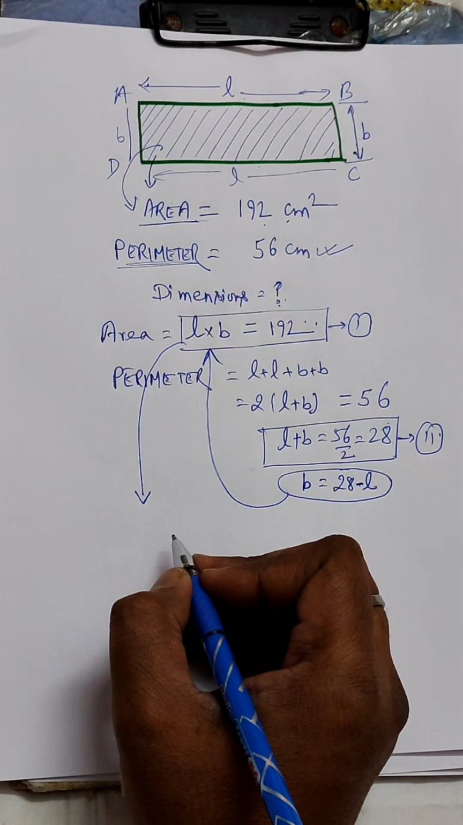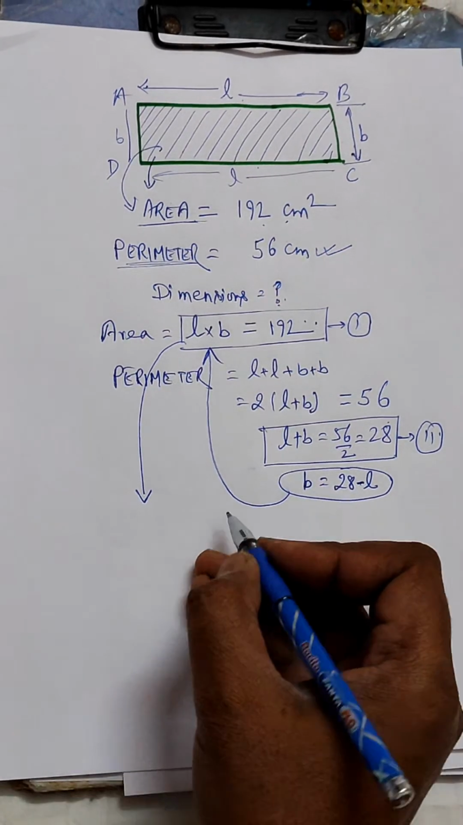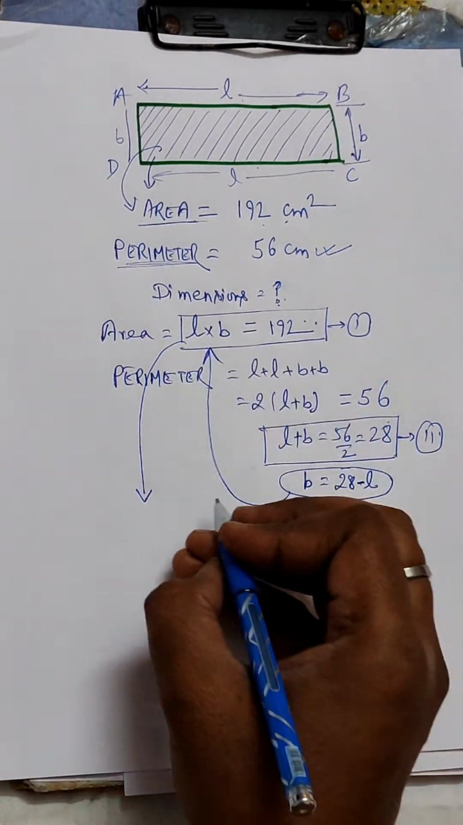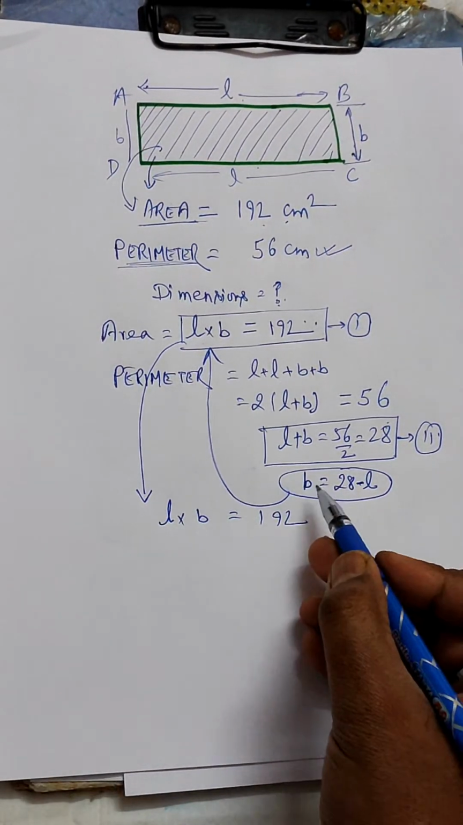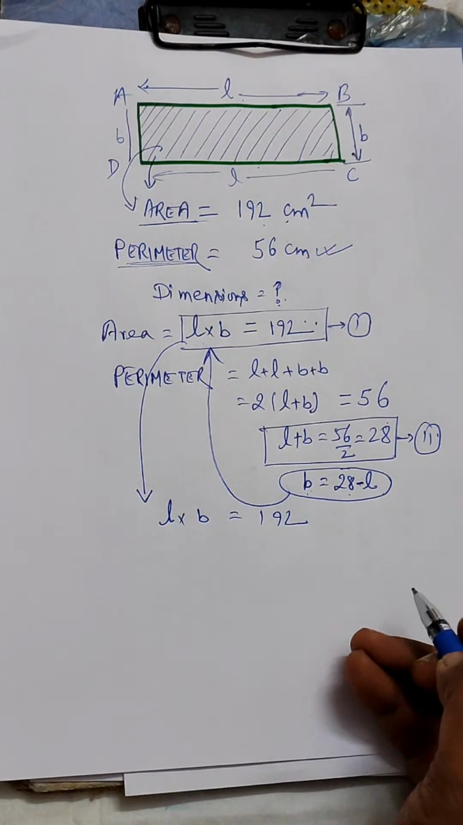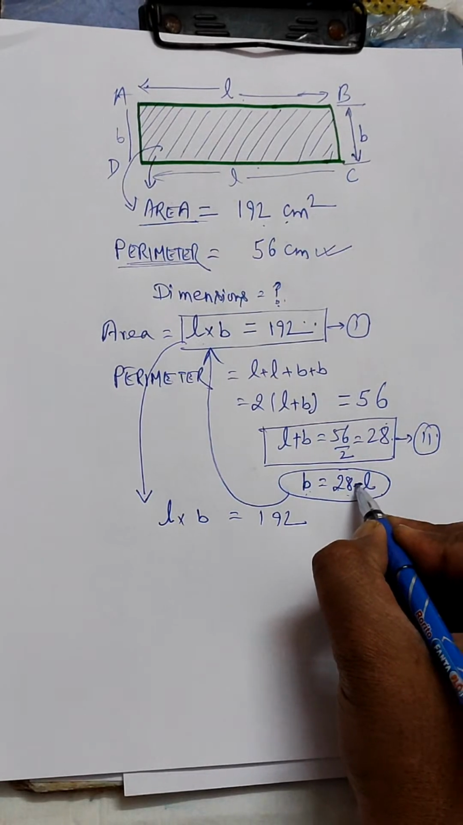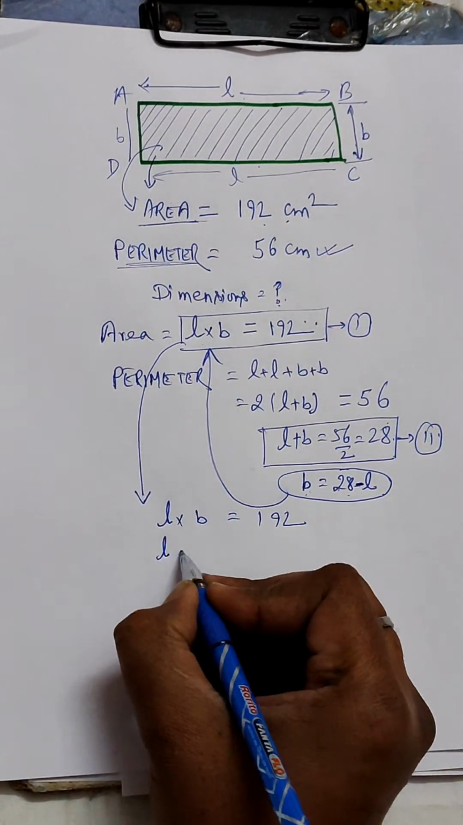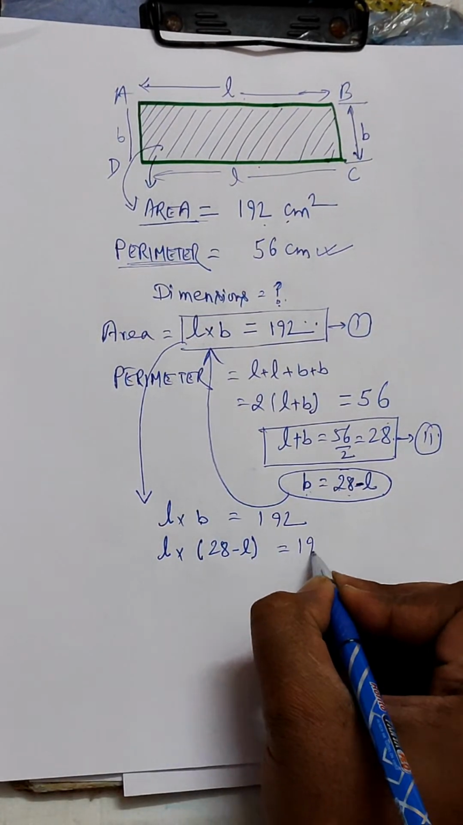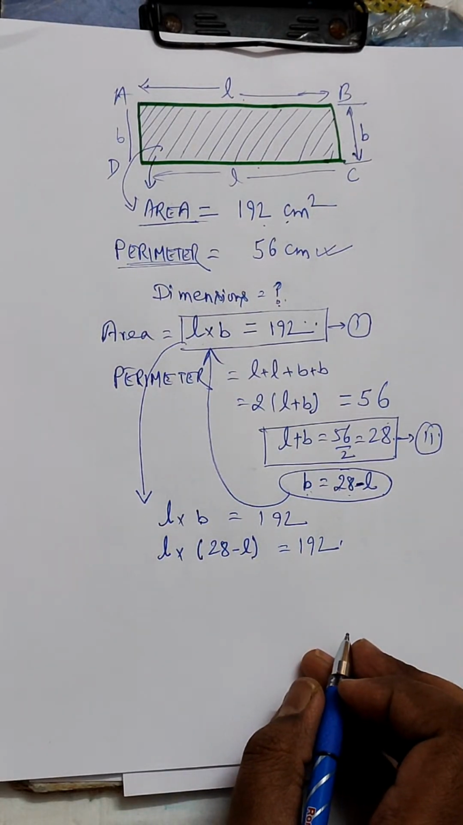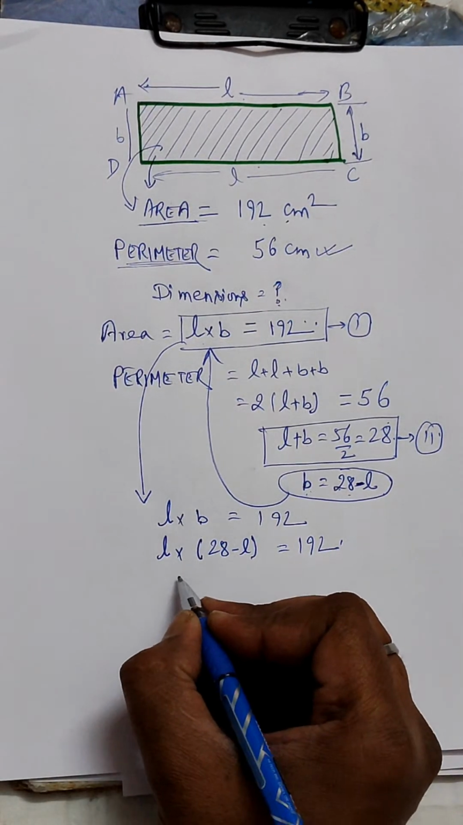Oh, Mayank, you have calculated the length as 12 centimeter. Perfectly fine. Let me see what is our answer. So L into B is 192. Since we put this value of B as 28 minus L, so L plus B is 28, so 28 minus L is the value of B. So putting over here, L times in place of B 28 minus L, this is equal to 192. So your width is 16, your answer. Let us check, Mayank. Okay, now solve it.